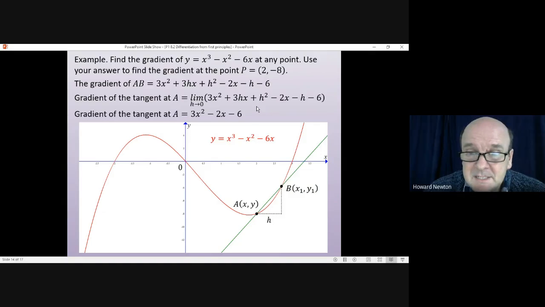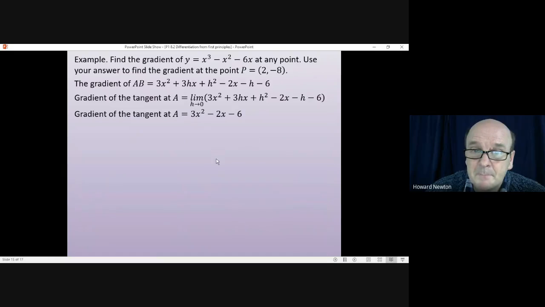Well, that limit is easy to work out. All you have to do is put h equals 0 into this expression up here. And this term vanishes, this term vanishes, and this term vanishes. And all you're left with is the terms that don't have h in at all. So the gradient of the tangent at A is equal to 3x squared minus 2x minus 6. And that's for any point on the curve. So what you have there is a formula that you could use to work out the gradient at any single point just by substituting in the value of x.